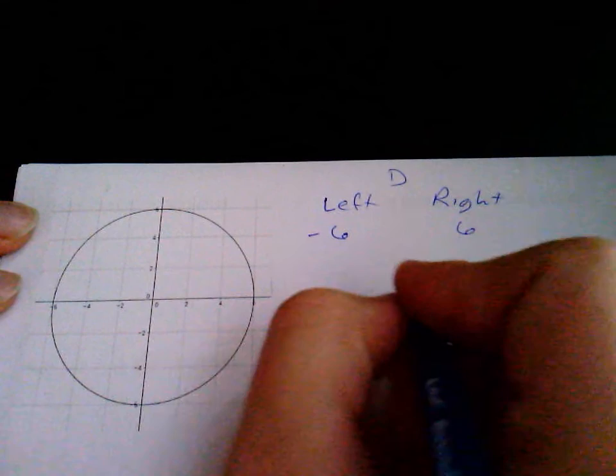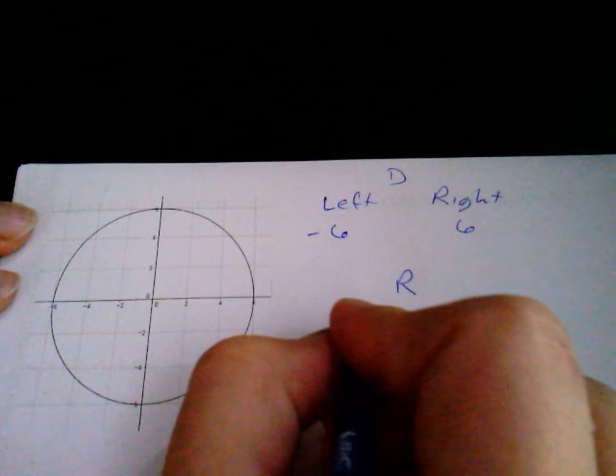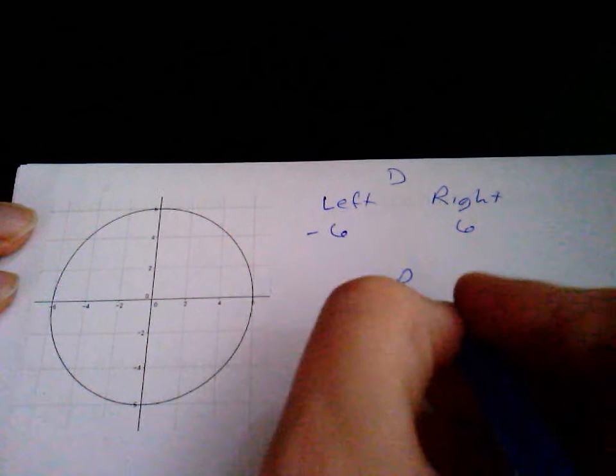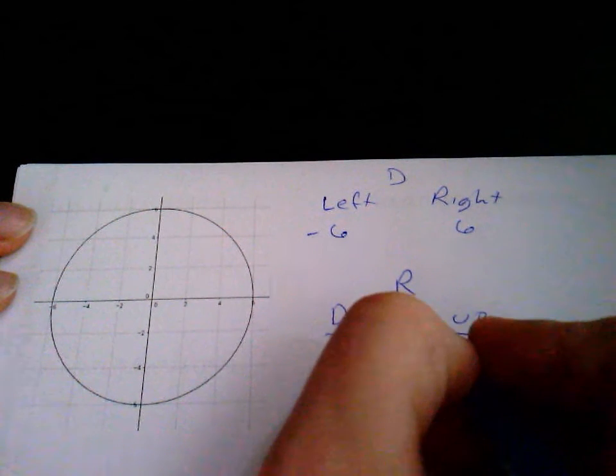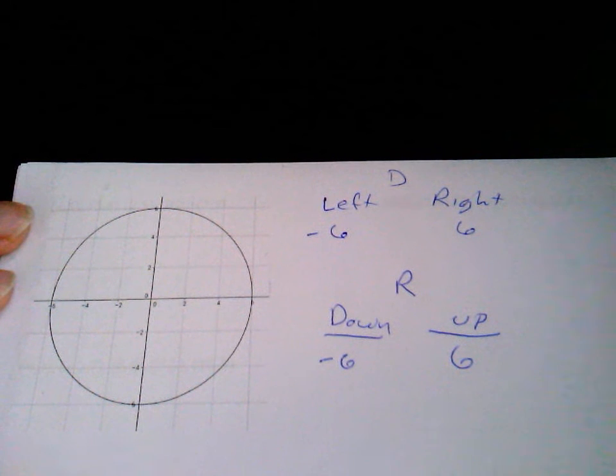Range, same idea. How far down does it go? Well, it doesn't go down forever. It ends at -6. So we write -6. Up goes to 6. Okay, that's the idea of domain and range.